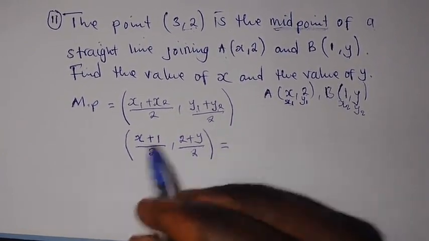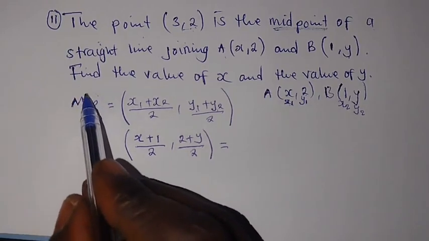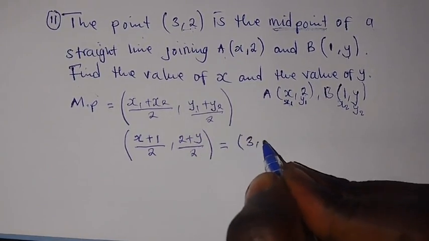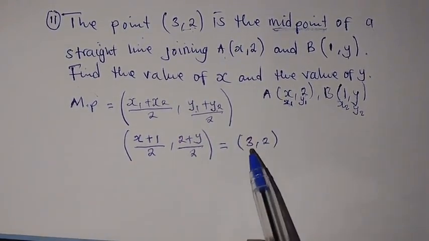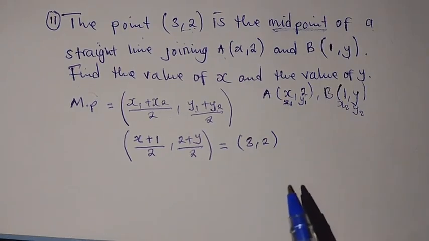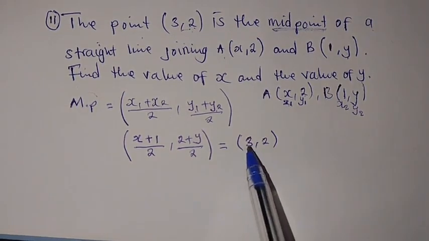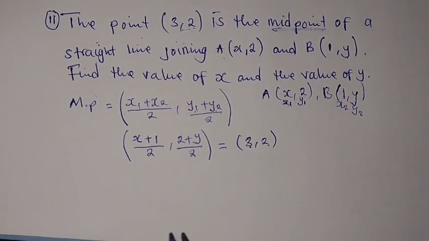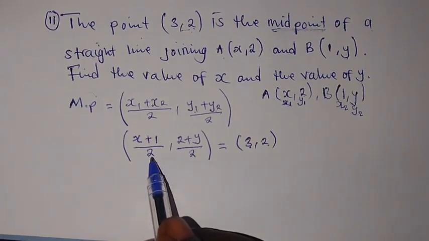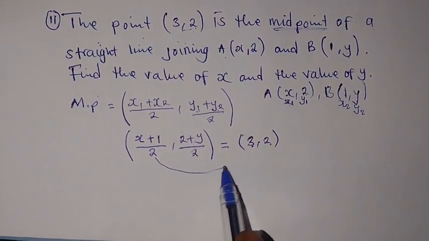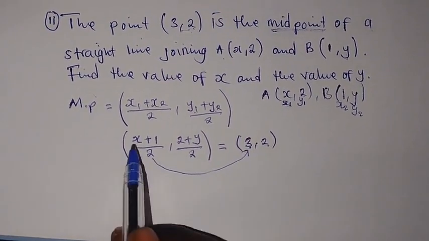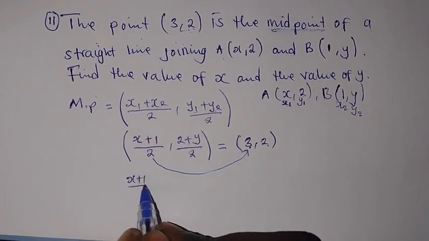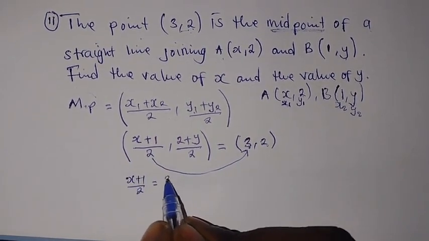Once you write like this, you can now equate to this midpoint. So what is this midpoint? It is 3, 2. You write 3, 2. Remember, when you are writing coordinates, you start with x followed by y. So 3 is for x, 2 is for y. Here we just marry them. This first coordinate is married to the first so that you find the value of x. So you say x plus 1 over 2 is equal to 3.